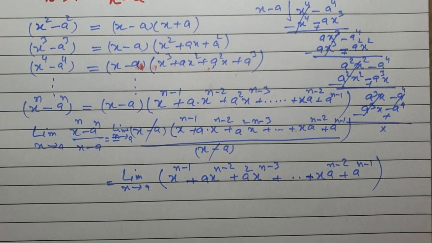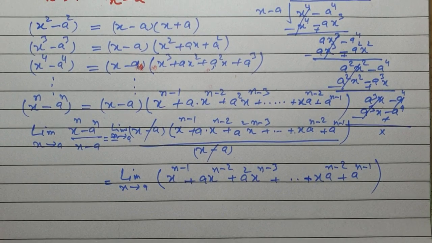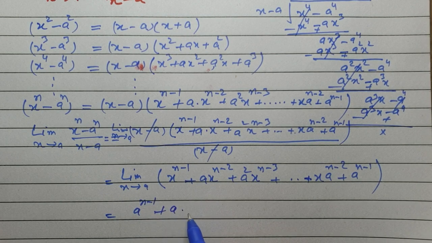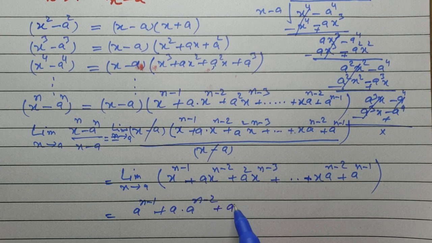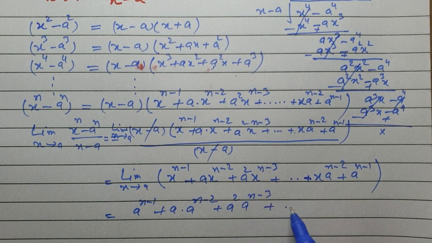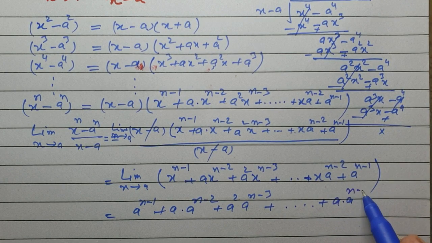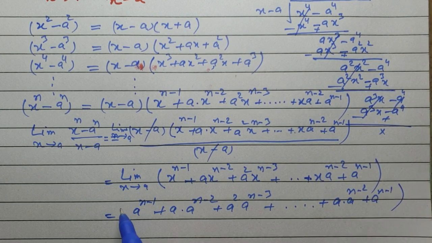So now we are in a position to put the limit here. A raised to power n minus 1 plus a into a raised to power n minus 2 plus a square into a raised to power n minus 3 plus a into a raised to power n minus 2 plus a raised to power n minus 1.